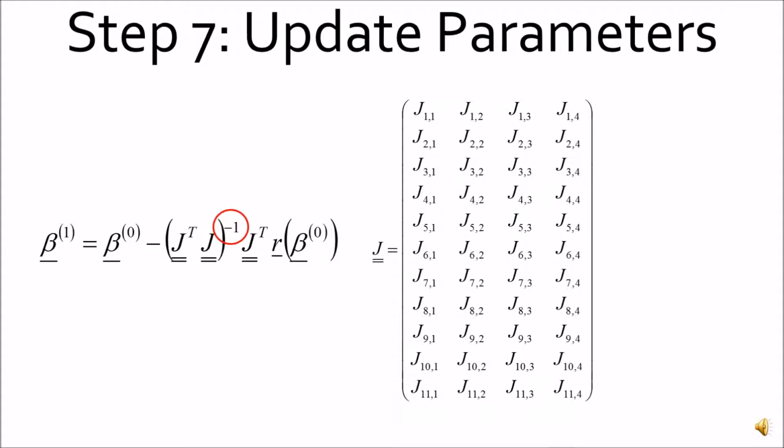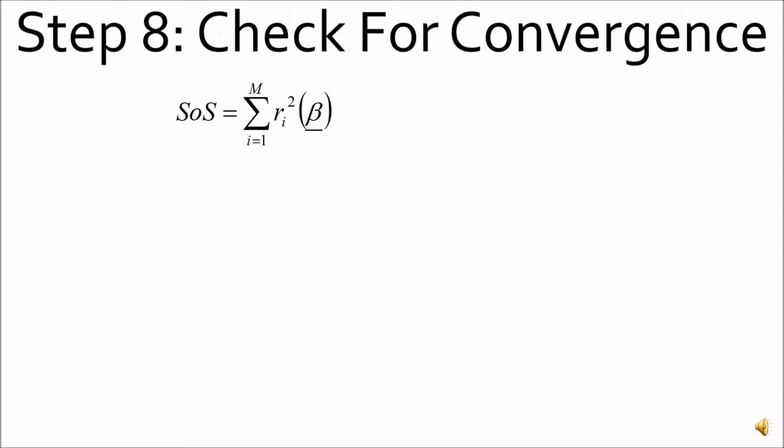And you subtract this column vector with 4 elements from our initial guess, and that will give you your updated parameters, which we indicate with a superscript 1. So that's how you go from your initial guess to a refined guess using the Gauss-Newton algorithm. After you've done that, the next thing to do is check for convergence.